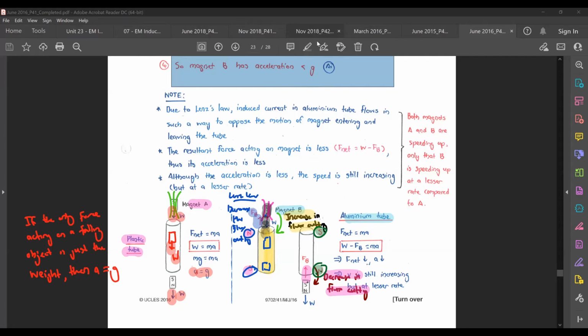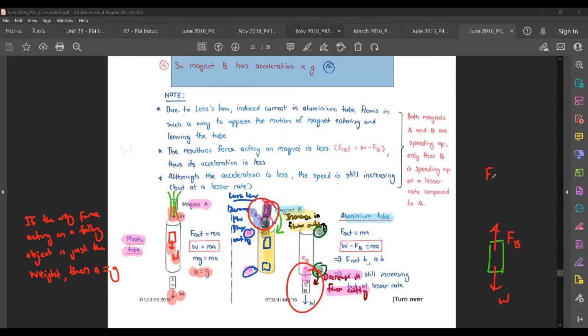As my object is falling, maybe I better just draw it on the right hand side here. As my object is falling, I have weight, and then I also have magnetic force trying to oppose it. Here you see it's trying to oppose me from coming in. Here it's trying to oppose the magnet from going out.